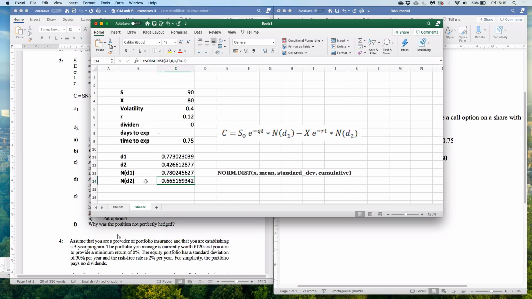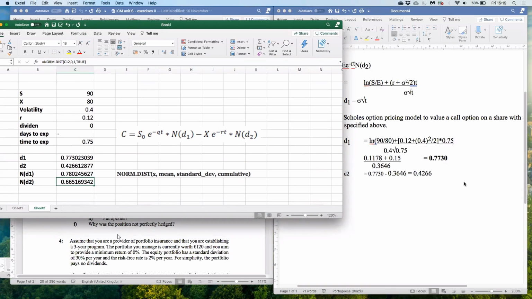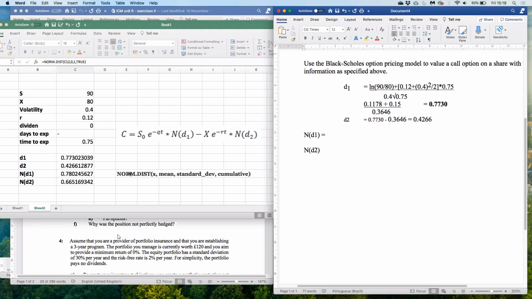Using the formula, we got N(D1) as 0.7802, while for N(D2) it is 0.6652.